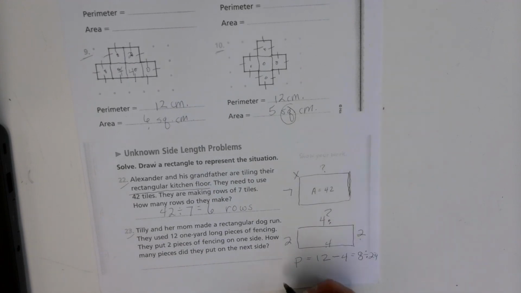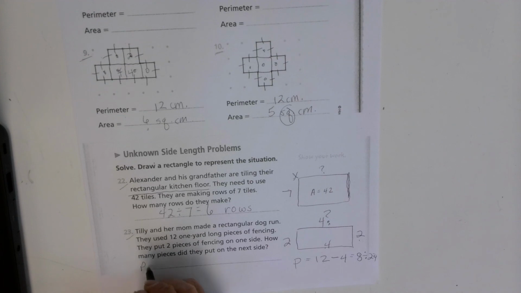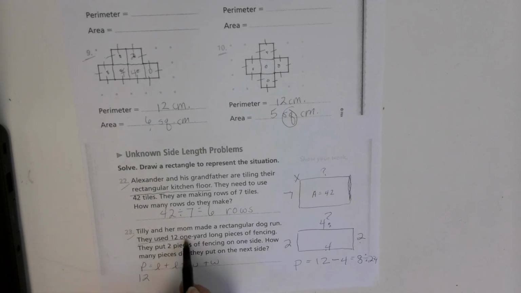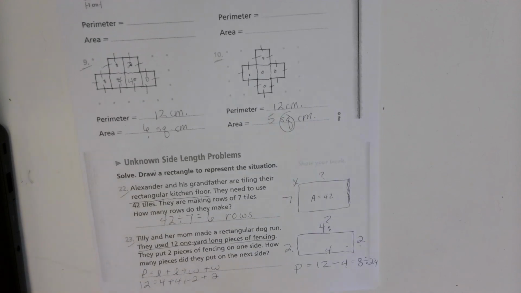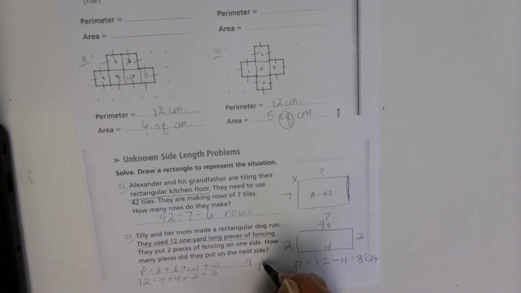Let's make sure. Remember, the perimeter equals length plus width plus width. And we said the perimeter is 12 because they used 12 1-yard long pieces of fencing. Let's see if this works. If the length is 4, it'd be 4 plus 4 plus 2 plus 2. 4 plus 4 is 8, 9, 10, 11, 12. It works. So the question again, how many pieces did they put on the next side? They put 4. 4 pieces.